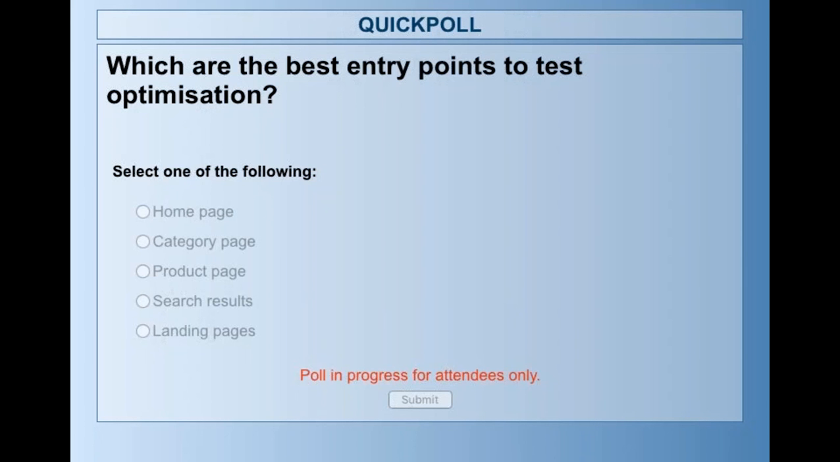So we've got time, I think, for one more poll at this point. So we're going to look at optimization and think about, okay, if we haven't done any optimization, where do we start? Should it be the home page? Should it be those landing pages we've talked about, or some other one? So let's have a look to see what the votes we've got there.